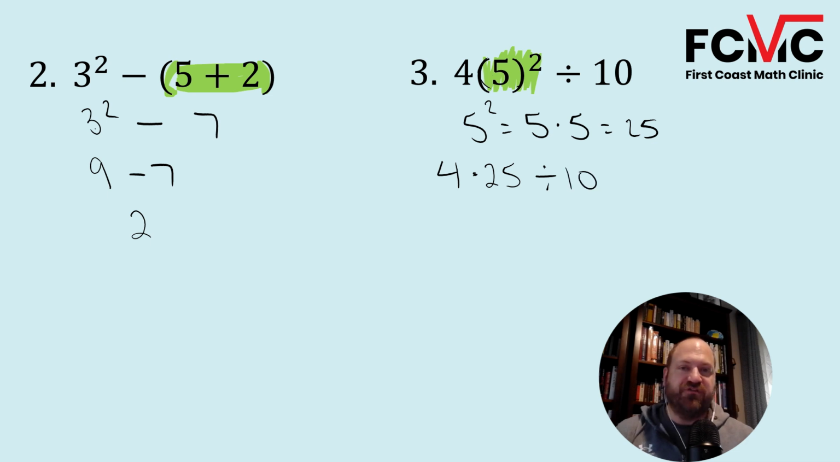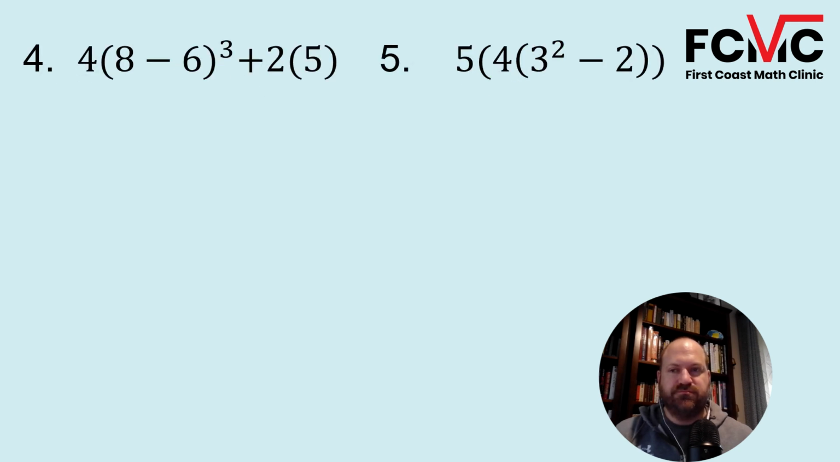Now we've got multiplication and division in the same step, so we've got to go from left to right to perform our operations. On the left side, we've got 4 times 25. 4 times 25 is 100. 100 divided by 10 is going to give us an answer of 10. All right, let's look at number 4.